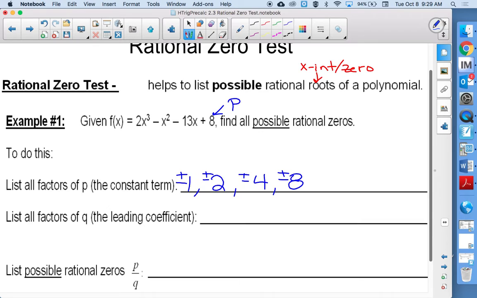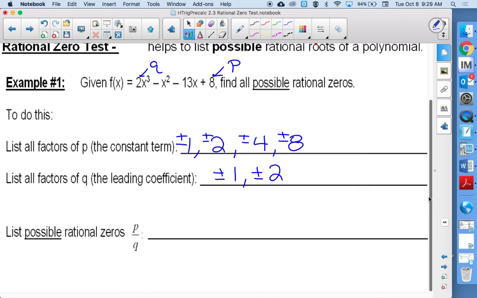The second step says list the factors of q. Q is the leading coefficient. It's the number in front of the biggest power. The biggest power right here is x cubed, so q is 2. So the factors of 2, Dylan, would just be 1 and 2. And again, it's plus or minus because I could take positive 1 times positive 2, or negative 1 times negative 2. The third step now is where we get that rational part.